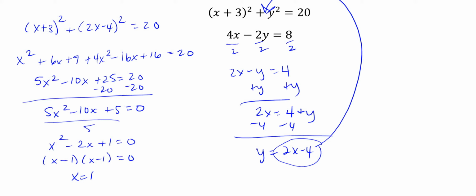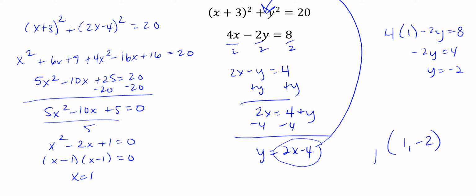Now that I know x equals 1, I can figure out y by doing 4 times 1 minus 2y equals 8. So if I move the 4 to the other side, I have negative 2y equals 4, or y equals negative 2. So the solution set is going to be the point 1 comma negative 2.